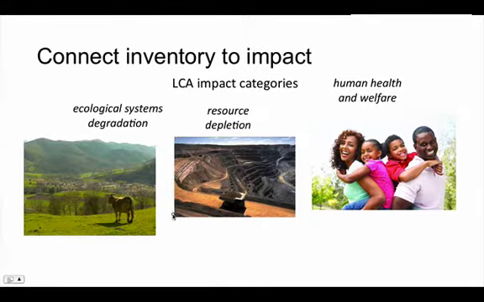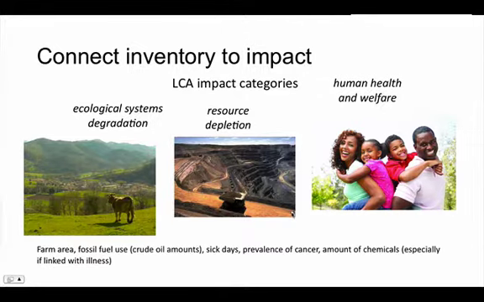And so remember, the LCA impact has 3 main categories that we're using for this course, looking at ecological systems degradation. So this is any aspect of land or where the impact on the land changes how we can then use it. Resource depletion, usually fossil fuel use, mining, those kind of things, or human health and welfare. So some aspect of negative impact on human health.